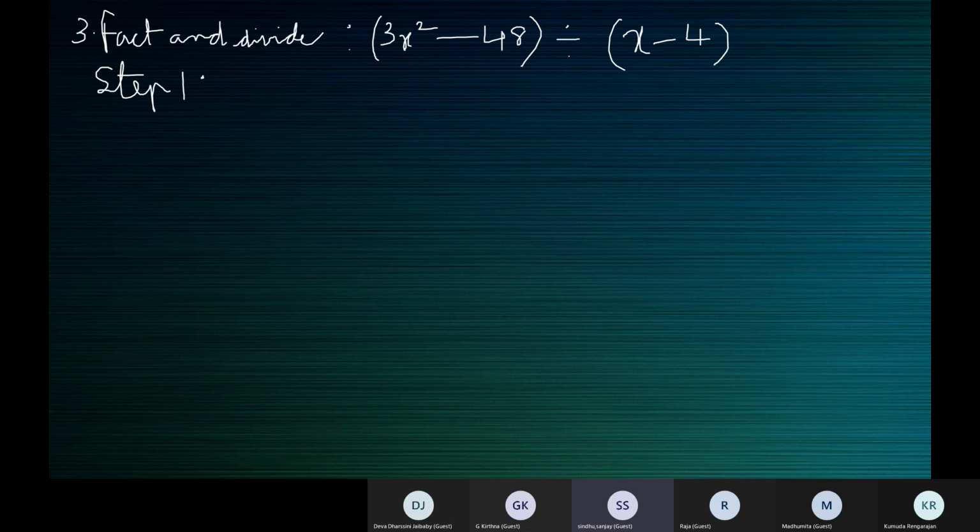Ma'am, completed the sum, ma'am. That's super fast. Very good. Yeah, what's the first step? Ma'am, we have to take the common factor out, ma'am. That is 3, ma'am.